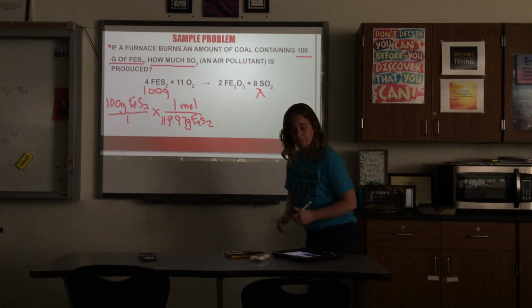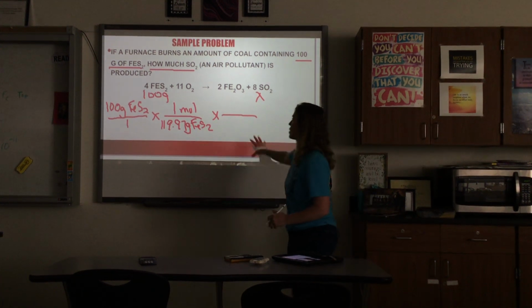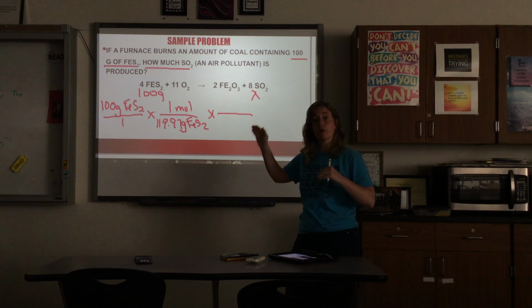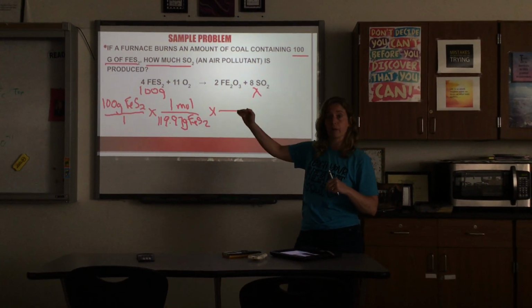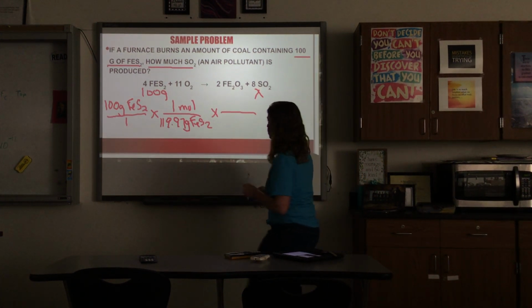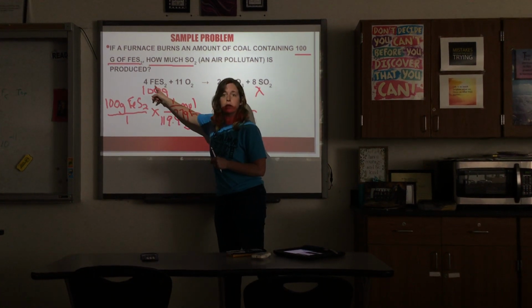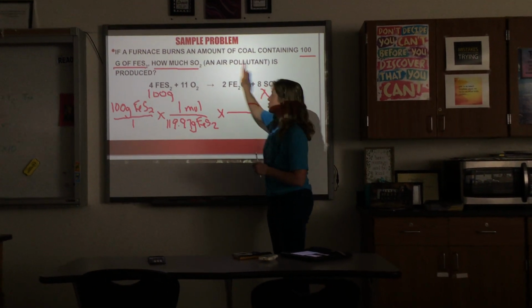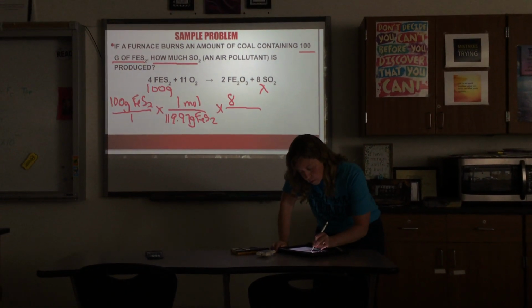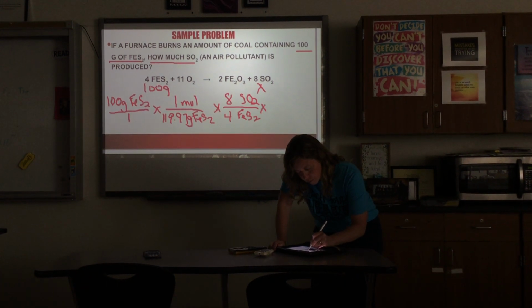Now the third block is always going to be the mole ratio, what we just talked about a minute ago: what I don't have over what I do have. This is where you use your balanced equation. I don't know sulfur dioxide, I do know iron sulfide. So when I do my mole ratio, it's what I don't have over what I do have. So we're going to have 8 moles of SO2 over 4 moles of FeS2.